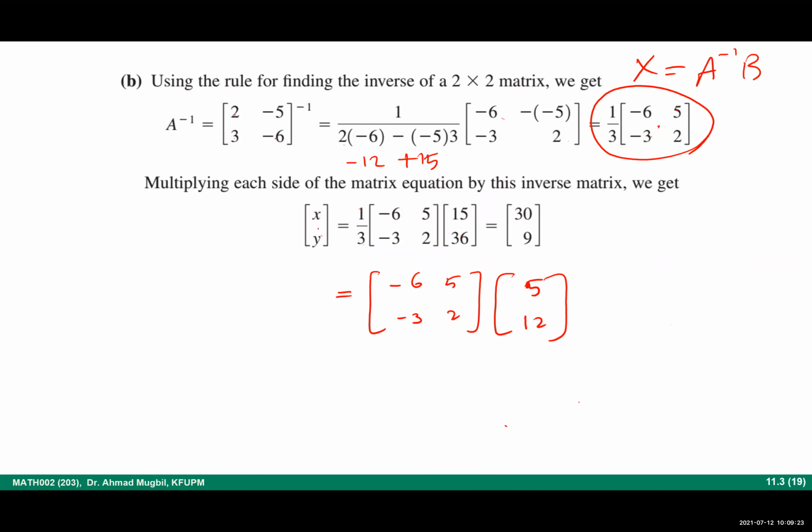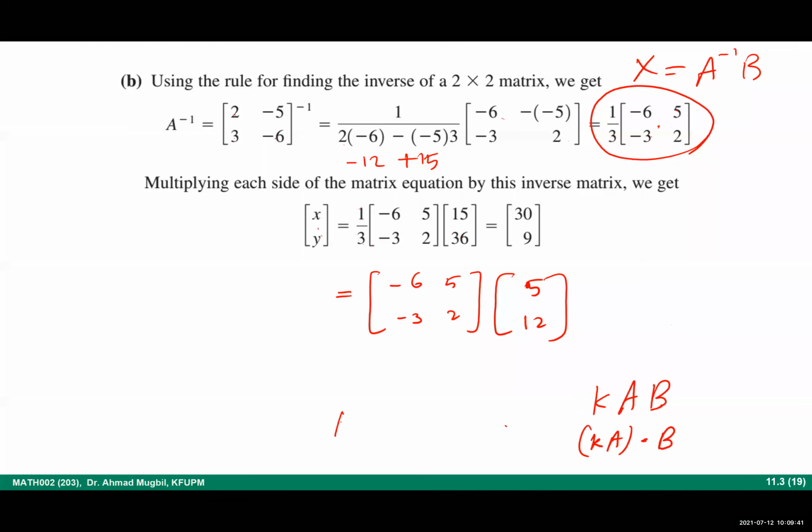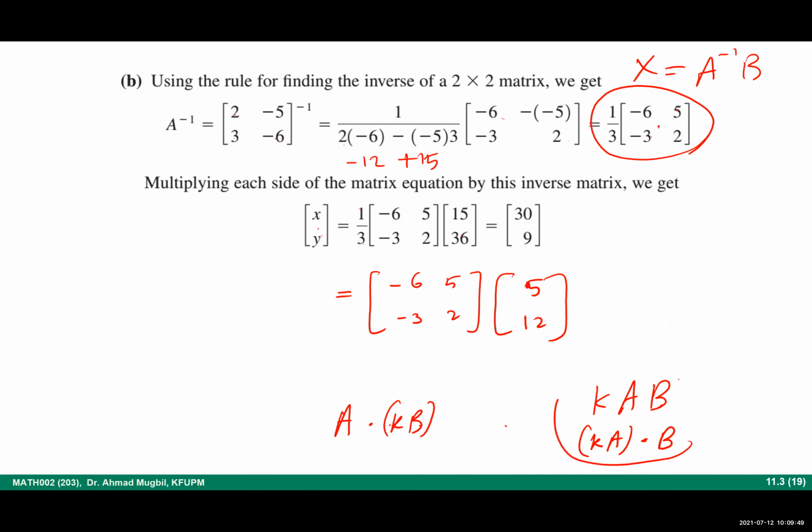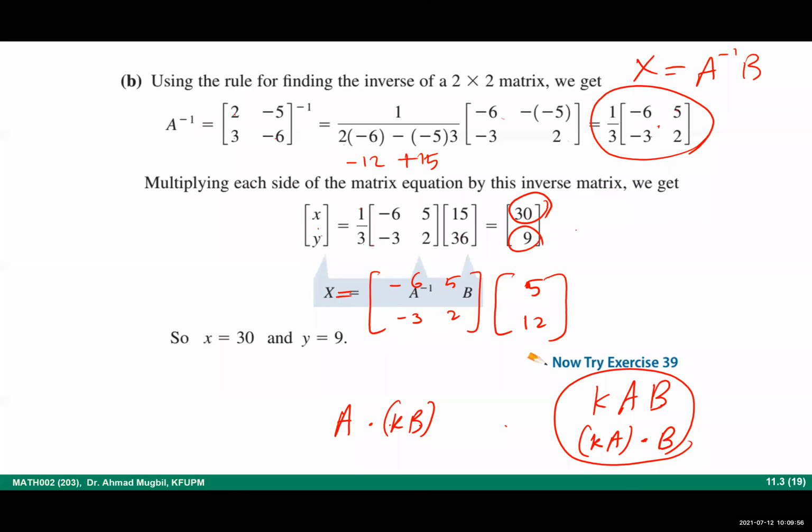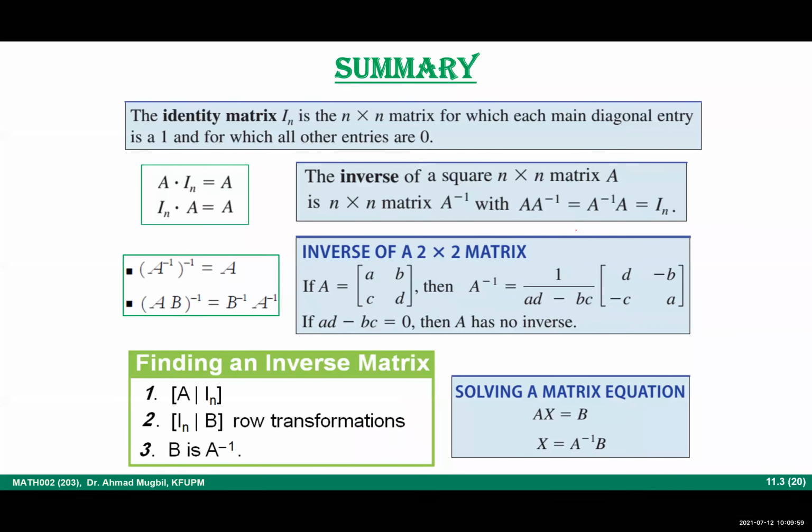What we did, we applied the idea that when you have a number k multiplied by a matrix A, and this multiplied by another matrix B, you can start by multiplying k by A, then multiply the result by B, or multiply k by B, then multiply the result by A. It is called the associative property. Anyway, if you did that, you will get X is 30 and Y is 9. And this is the solution of the system, and this is the summary of this section.